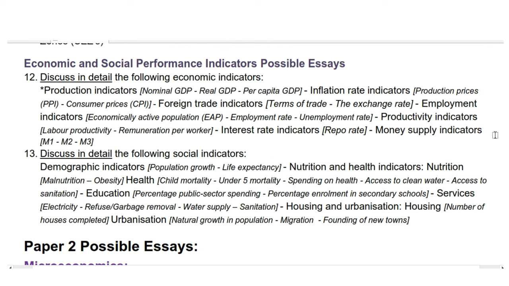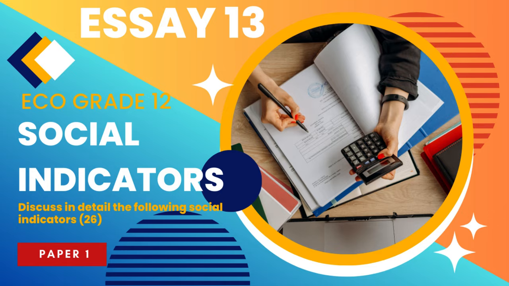D. Productivity indicators: labor productivity, remuneration per worker. C. Interest rate indicators: repo rate. D. Money supply indicators: M1, M2, M3. Essay number 13. Discuss in detail the following social indicators.